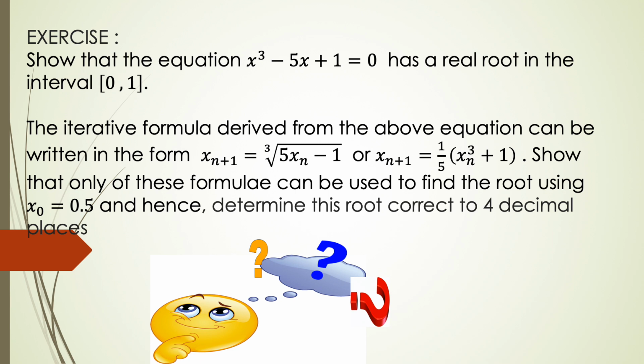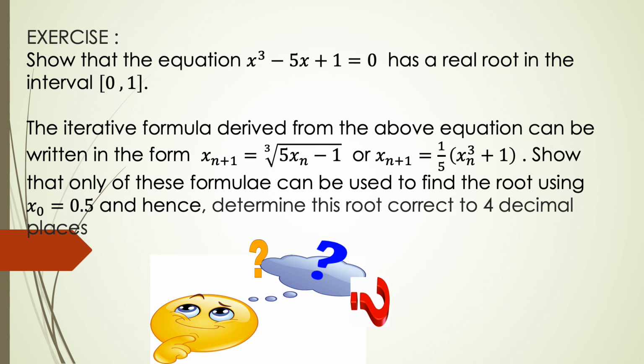The iterative formula derived from the above equation can be written into the form xn plus 1 equal to cubic root 5xn minus 1, or xn plus 1 equal to 1 over 5 bracket xn to the power 3 plus 1. Show that only one of these formulas can be used to find the root using initial value of x equal to 0.5, and hence determine this root correct to 4 decimal places.